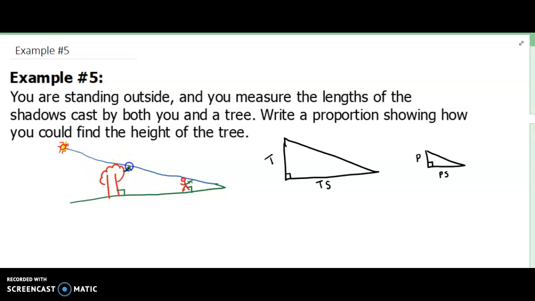Okay, so we know that this angle and this angle, the angle that the sun's beating down on them, is the same, and then we know they're both standing upright, so these are the same. So these are similar by the angle similarity theorem. So write a proportion showing how we could find the height of the tree. All right, so we can say the tree height, just T, so tree over, so this side here, over this side here, so the tree over the person is equal to the tree shadow over the person's shadow.